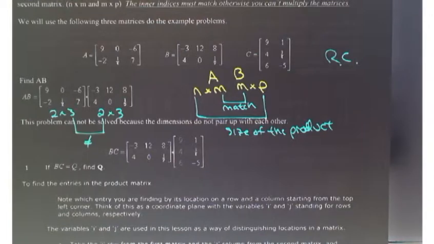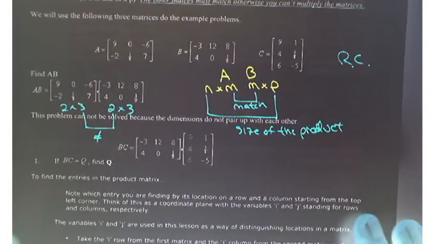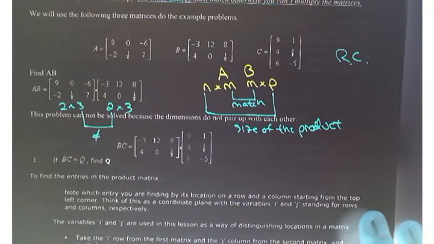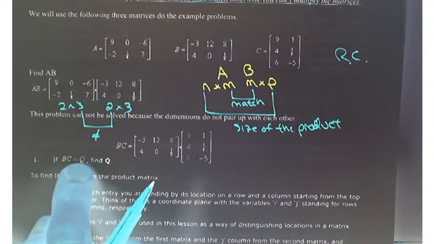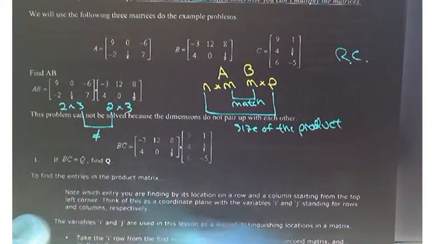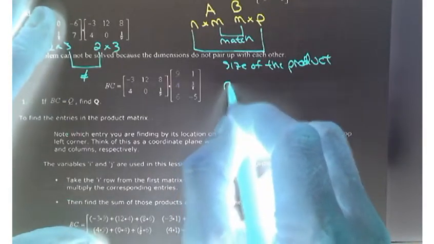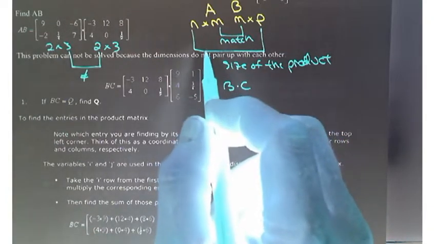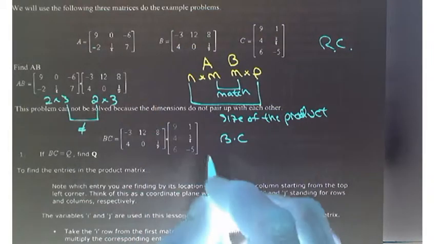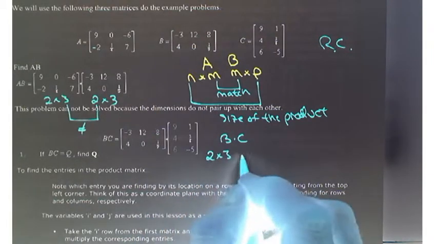So, wow. This matrix multiplication stuff is really weird. In fact, let's take a look at this one down here. B times C. B times C. Well, that's these two matrices. Can I do it? B times C, the dimensions of B, 2 by 3, times a 3 by 2.